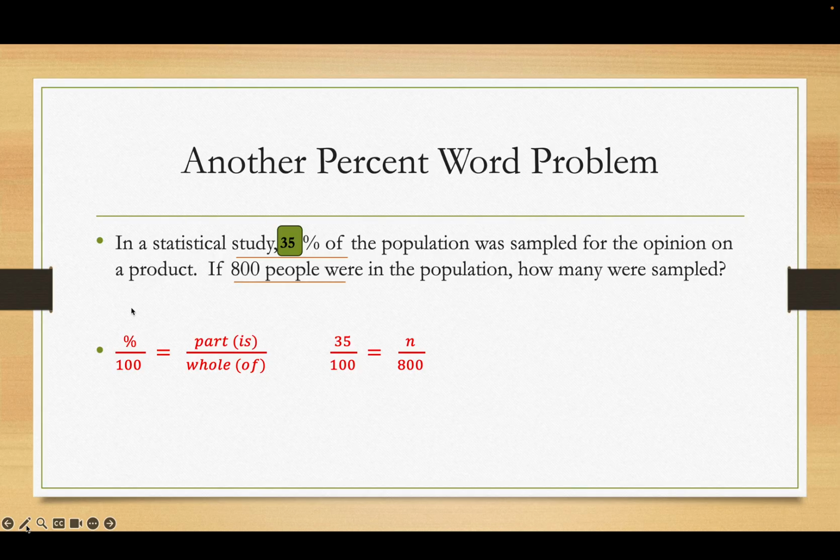The percent over 100 is part over whole. 35 is the percent, and the whole is 800 people. Cross multiply. 100n is 28,000. Dividing both sides by 100, I get 280.